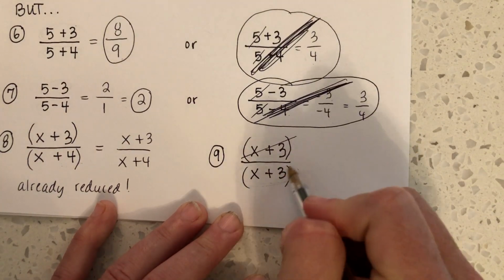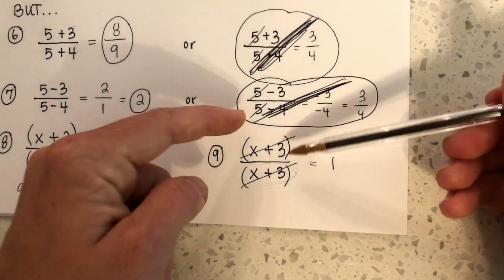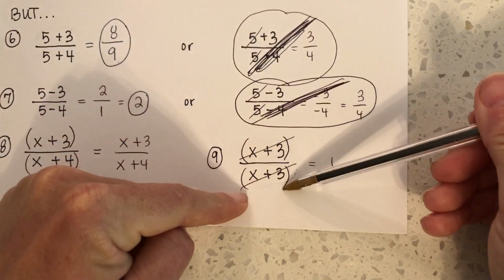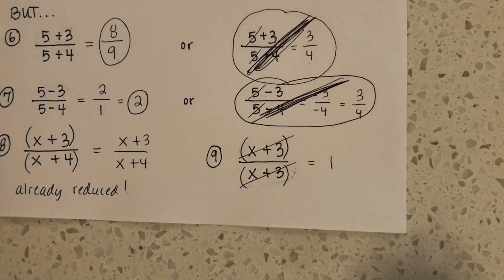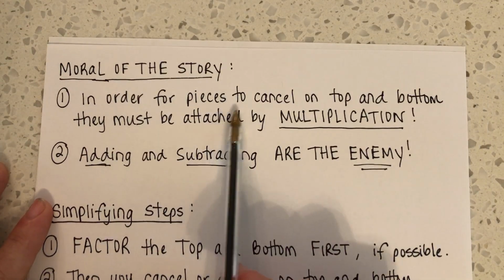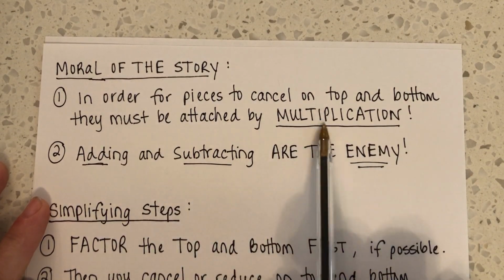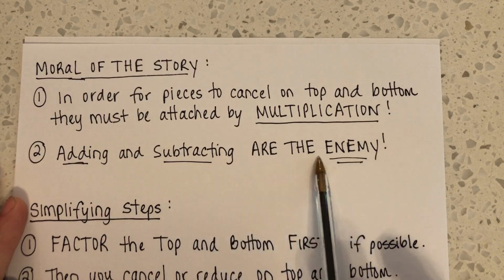X plus 3 divided by itself, x plus 3, divides to 1. So again, only an identical package on top and bottom can cancel out and reduce with each other. All right, I hope that helps. The major moral of that story is that in order for pieces to cancel on top and bottom, they must be attached by multiplication. Multiplication is good.